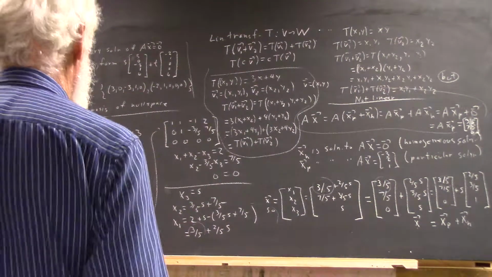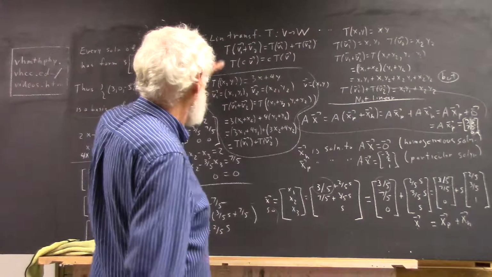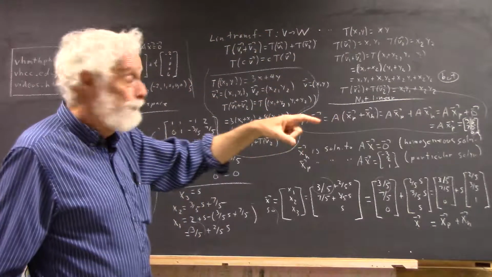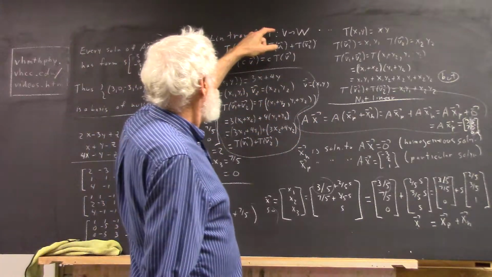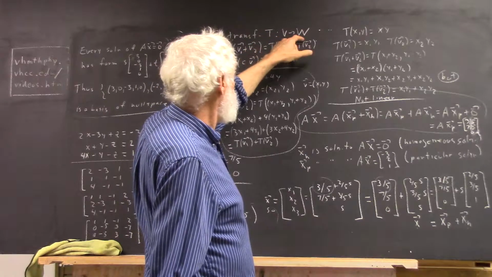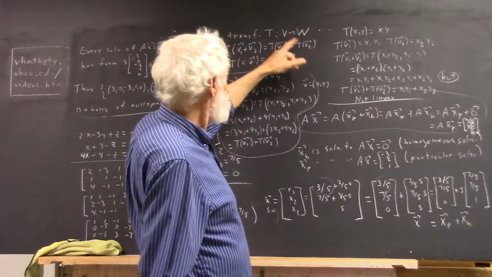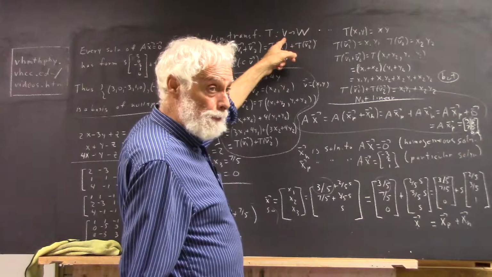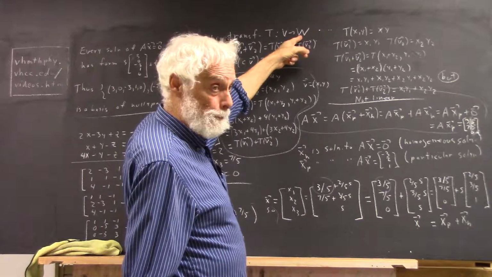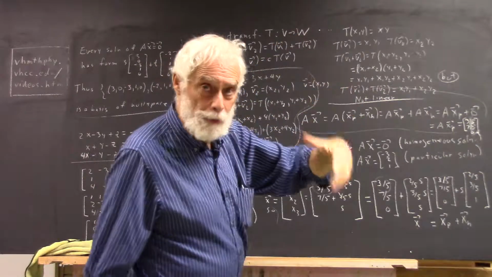Okay, new topic, linear transformations. A linear transformation is a mapping from some vector space V to some vector space W. It's a rule for taking every element in V to some element in W. Okay, a matrix, for example, does that.